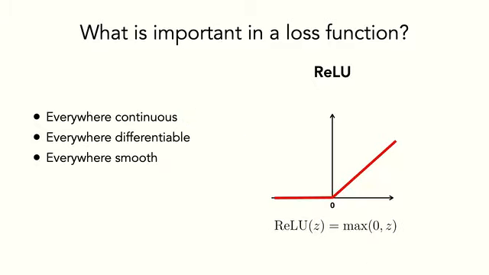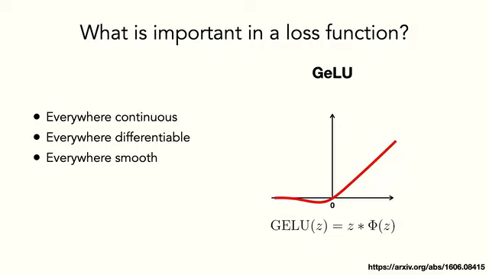We have this kind of kink in it. Now, recently, there's been a lot of work that will instead use something like GELU, which is a Gaussian error linear unit. And this one essentially just takes the parameters times phi of the parameters, where this is the cumulative distribution function for the Gaussian distribution. It looks something like this in 2 dimensions. And this one is everywhere continuous, everywhere differentiable, and everywhere smooth.